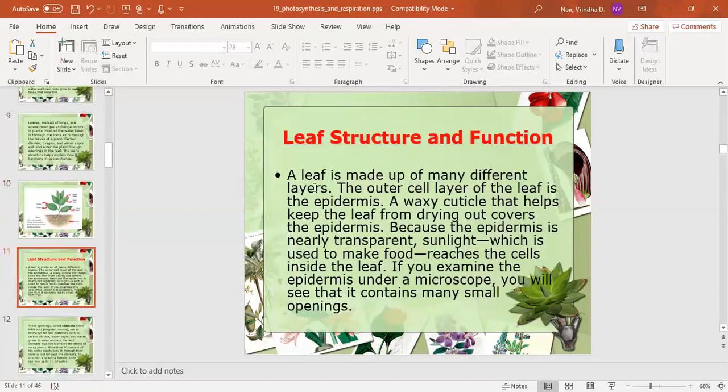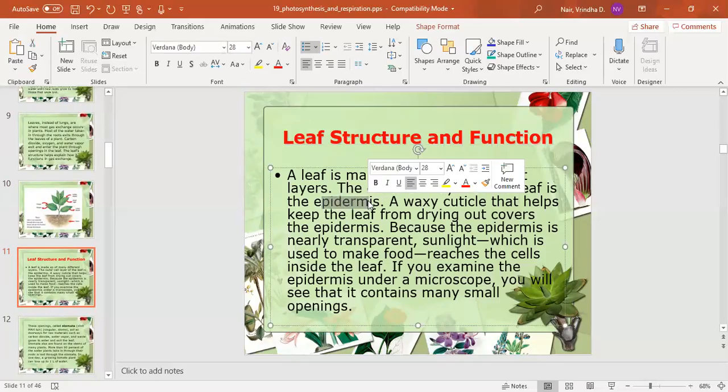Structure and function of a leaf. A leaf is made up of many different layers, like how our skin is made up of different layers. The first and foremost layer is the epidermis, which is the first layer of the skin we have too. If you look at your hand, the layer of the skin that you see is called epidermis.